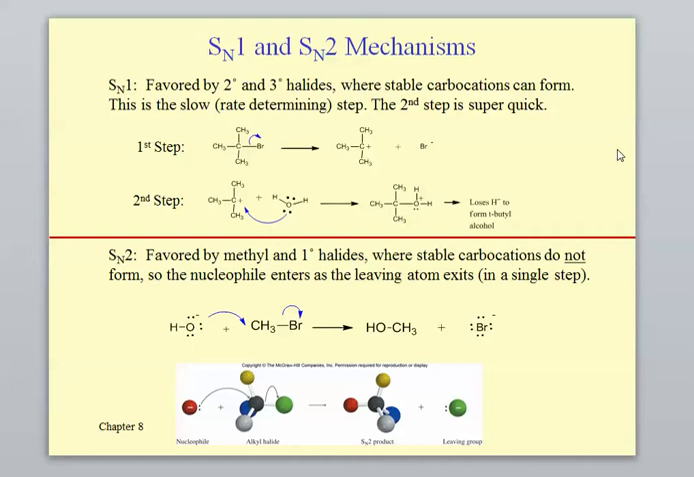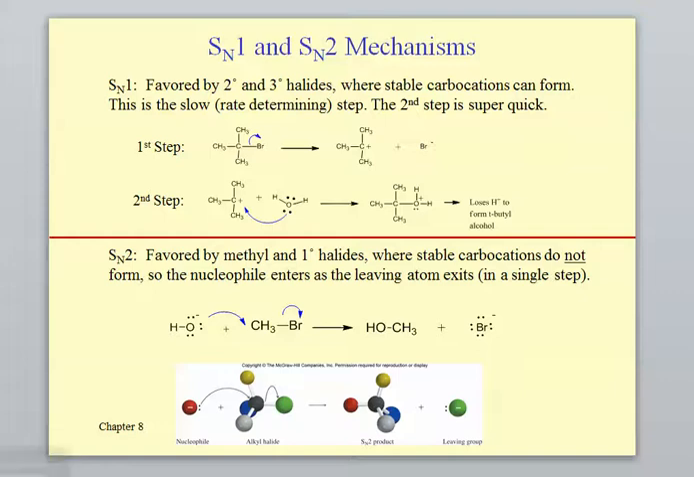Here we are back at this same slide where we ended last time, comparing the SN1 and SN2 mechanisms. These are the two primary pathways by which substitution reactions occur. And which one of these mechanisms is at work greatly affects how fast the reaction proceeds, and in some cases can affect the products that you get from the substitution reactions. And we'll talk about a little of that later on.